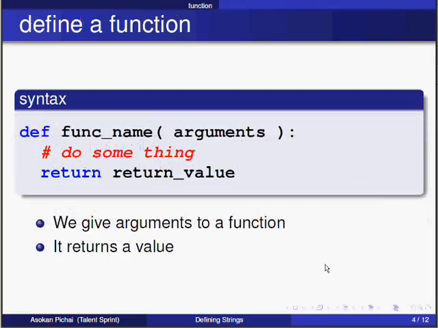The syntax of a function is as follows. Def is a keyword, and then we have the function name, and in brackets we have arguments followed by a colon, and we have a block in which we say what to do inside the function. Finally, we have a return value. A function is a callable and it can be called anywhere in the program. We pass something to the function and the function does something with it and finally returns a return value. What we pass to a function are called the arguments, and what it returns is the return value.